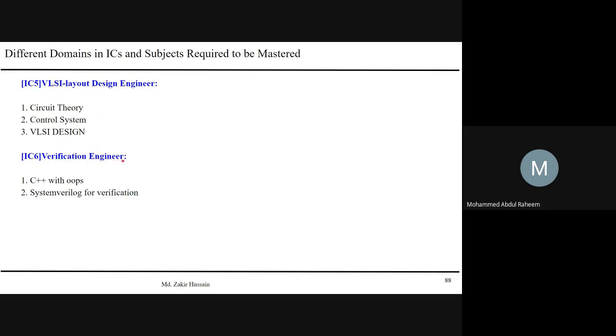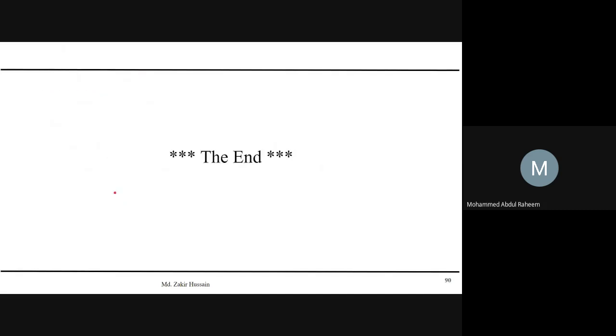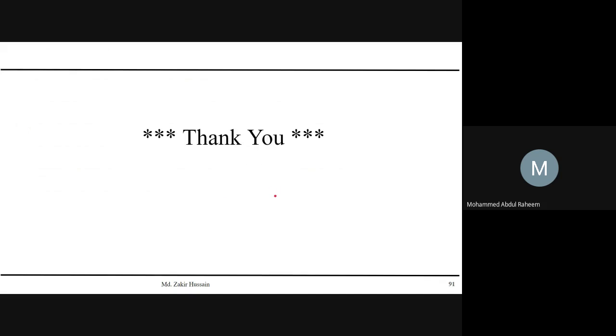Finally, the verification engineer. Whether the ICs we develop are really working or not, one will be verifying them. We call them verification engineers. This person must be good at C++ with OOPs and SystemVerilog for verification. And there are some VLSI design companies, these are a few, and I will share this slide. So this is all about the topic.